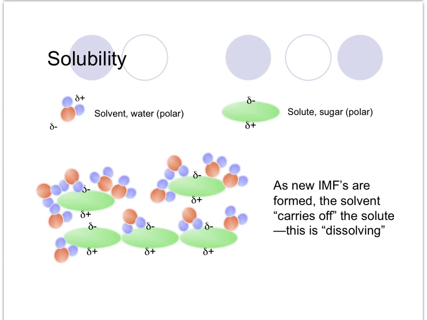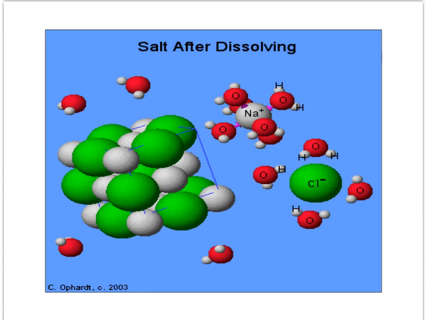As this process occurs and the sugar dissolves in the water, new intermolecular forces will be formed, releasing energy as the solvent carries off the solute. This is the process of dissolving. It is also called solvation. Here's another example of solvation.